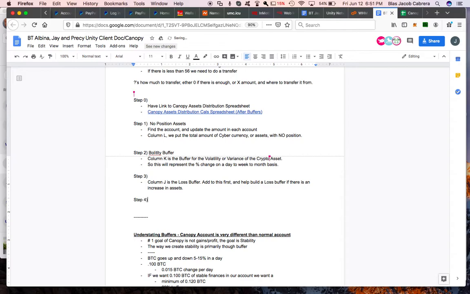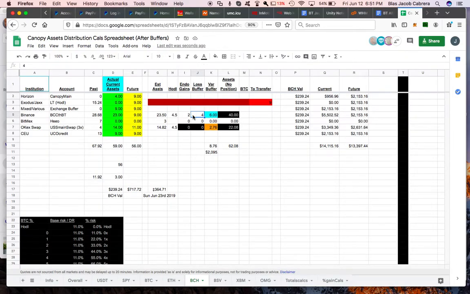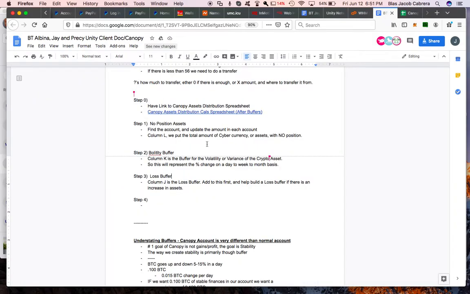So then step 4 is, and again, a lot of this stuff you guys won't need to deal with. I will be able to deal with it, but you need to know what it is so that you understand and aren't making mistakes. So column I is the endo gains, and this gets a little bit more complicated and more important. So let's say you increase the endo gains. Once we have stable endo gains, then we can start transferring into our stable assets, okay?